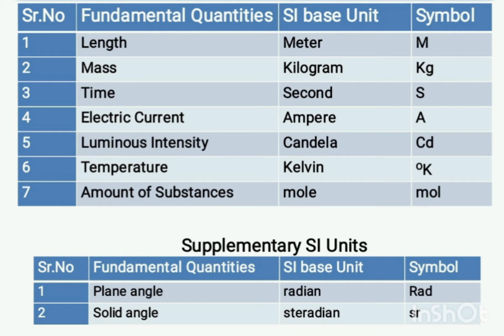Temperature in degree Kelvin, K. And the amount of substance is the mole, and the symbol is mol. Similarly, you can see the plane angle and solid angle. They are measured in radian and steradian, symbols rad and sr.